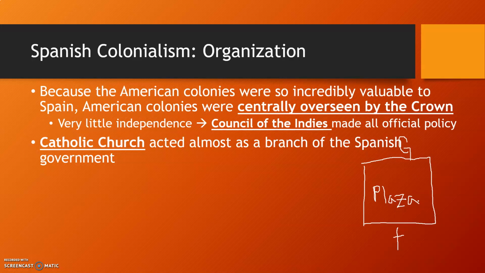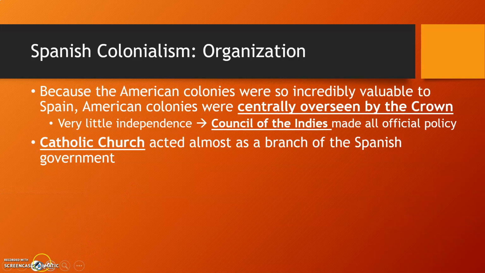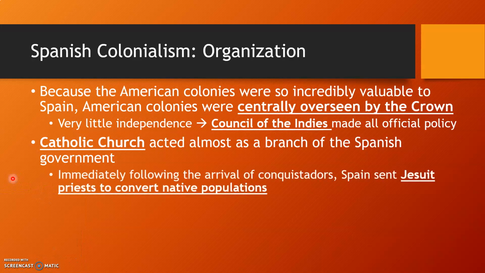This is central planning. The church also was one of the very first things that was always constructed in every single Spanish colonial holding. And that is because the church had within it the ability to essentially act as its own little government. And so it became very, very useful. So almost immediately following the arrival of conquistadores into Spanish territories or newly claimed Spanish territories, Spain almost immediately sent in the Jesuits. Now, remember the Jesuits from our discussion of the later portion of the Protestant Reformation?